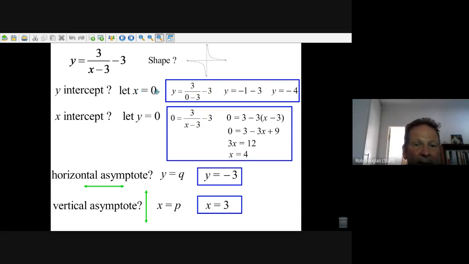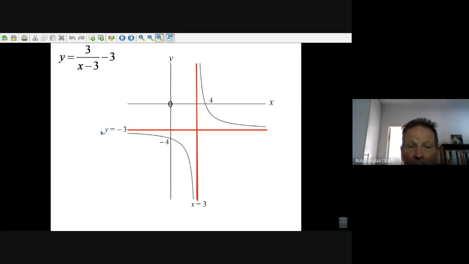If you let x equals 0, just put 0 in there. 3 divided by negative 3 is negative 1, minus 3. y is minus 4. Now, that's enough to sketch this thing. In fact, I want to show you right over here. You make your x and y axis. You put in the horizontal asymptote, y equals minus 3. You put in the vertical asymptote, x equals the opposite of this number. We put 0 in here, and we got minus 1, minus 3. We got minus 4. There it is. Well, it looks like this number might be 4.